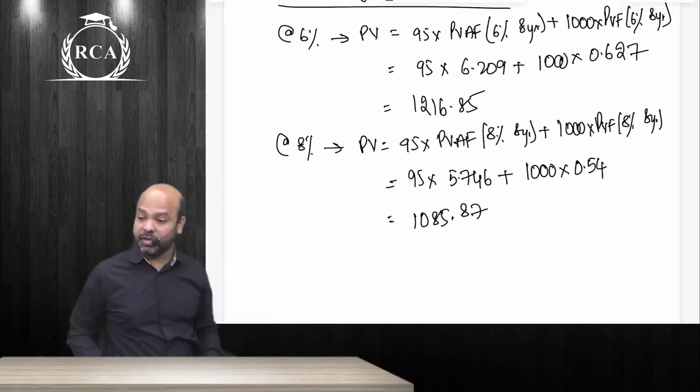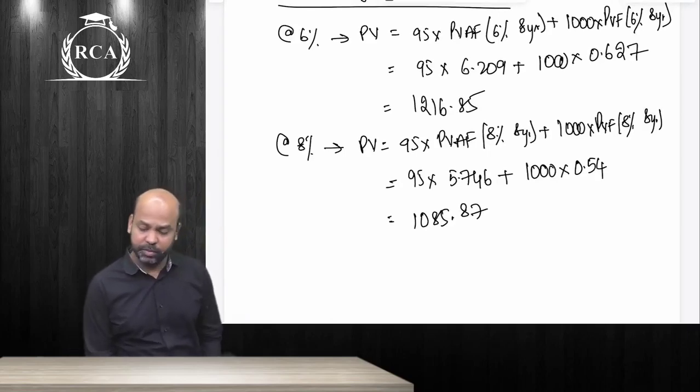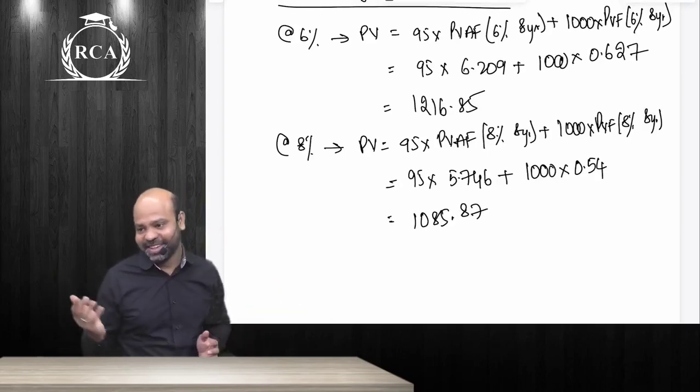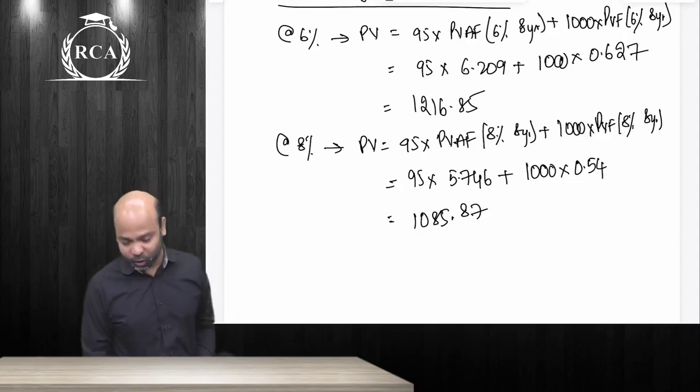At 6%, it is 1216, beta. इसके बाद में वही bridge बनाओ, 2 line मार के, and then do it on a proportionate basis.